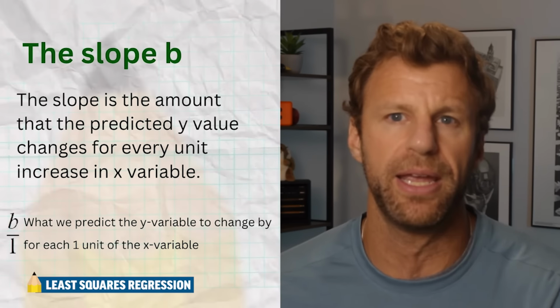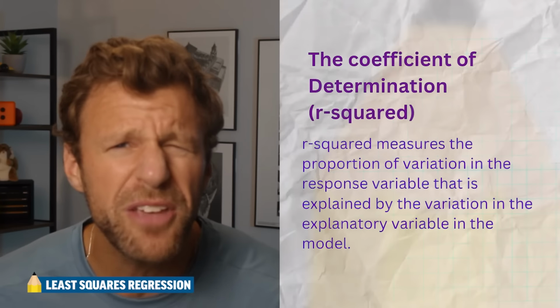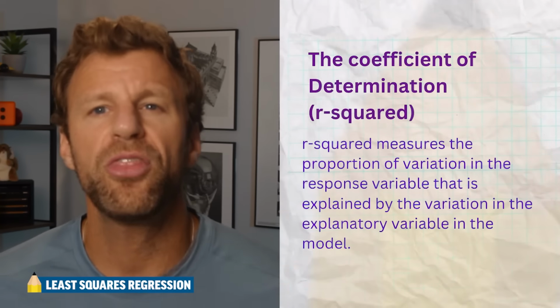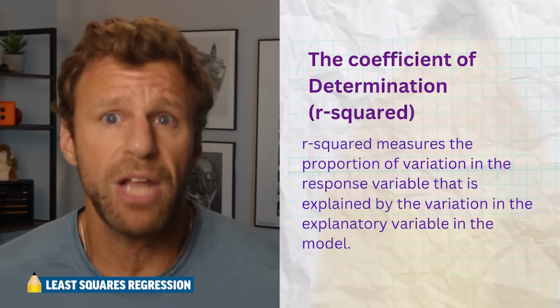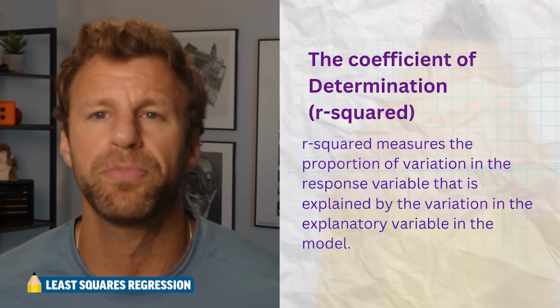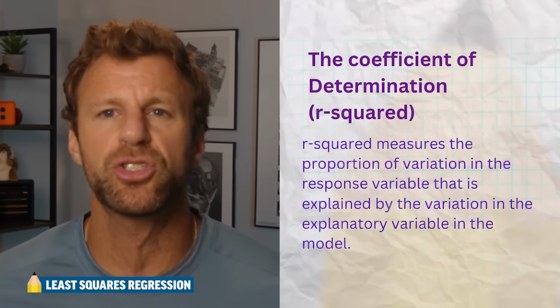Another super important value is the coefficient of determination. Pretty cool name, coefficient of determination. This is literally taking correlation r and simply squaring it. Not too hard to find, correlation squared. Now, what r squared, or the coefficient of determination, tells us is actually super important.